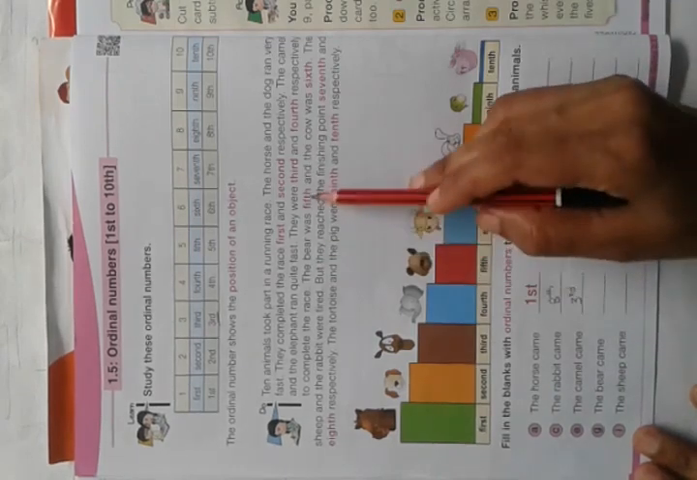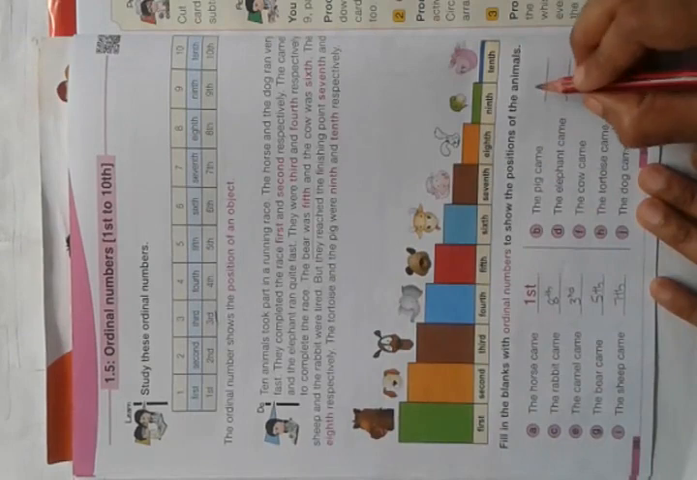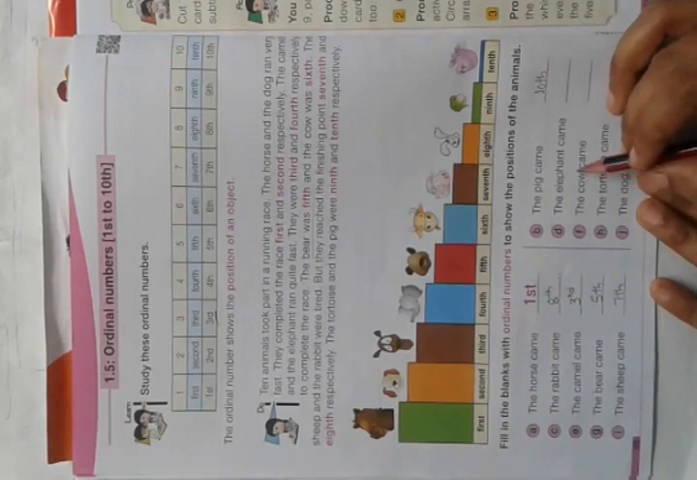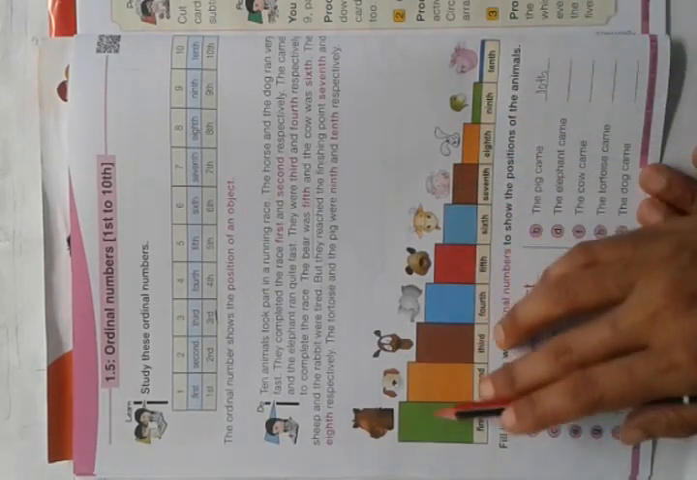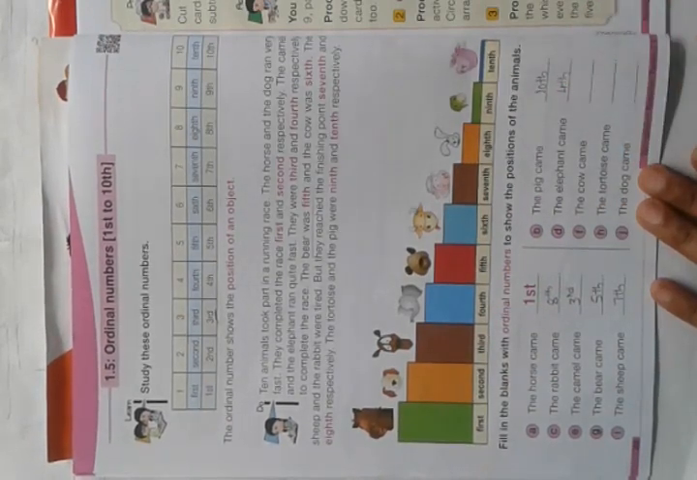Bear. Where is the bear here? This one. The bear was 5th. So, 5th. Next. Sheep. Where is the sheep? It gets 7th place. So, write 7th. Next. Pig. 10th place. So, 10th. The elephant. Where is the elephant here? This one. 4th. So, 4th.